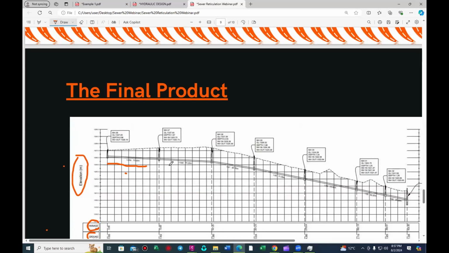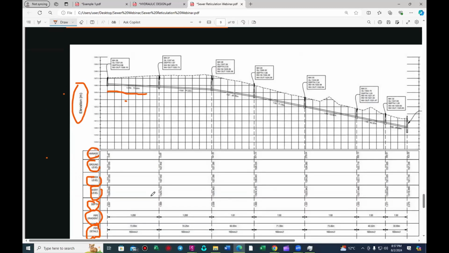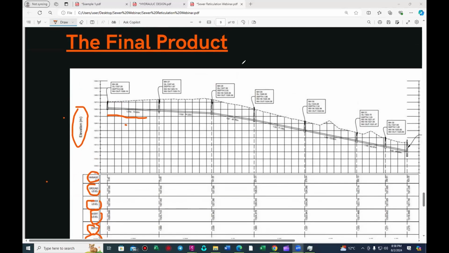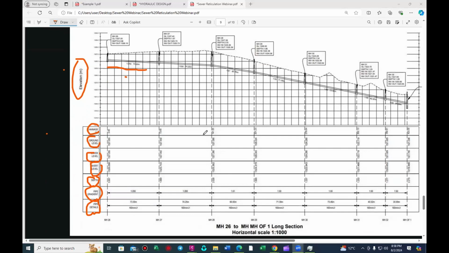So in as much as you are done designing your sewer, you should have something like this. This is the quality and the standard of work that you should produce, the final product, which is your construction drawings. Excuse me. Right, so this is the final product that you should get.